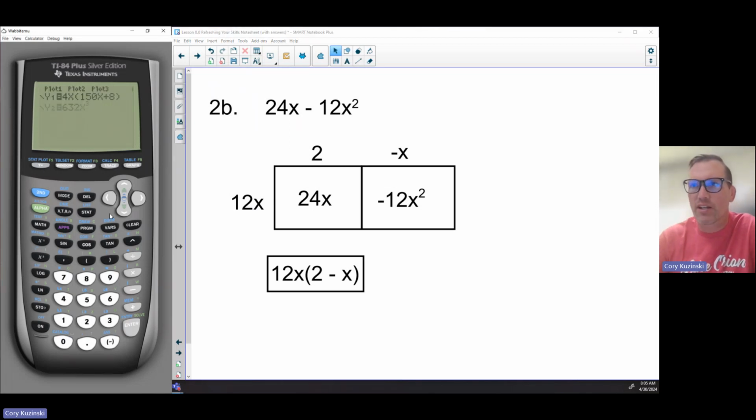Let's do this again on the calculator. So we've got our original expression, 24x minus 12x squared. And we've got our new expression written in what we call factored form: 12x times 2 minus x. I go to the table, and those tables are equivalent, telling me that those expressions are equivalent. This will check that your answers are equivalent. It won't necessarily tell you that it's all the way factored.